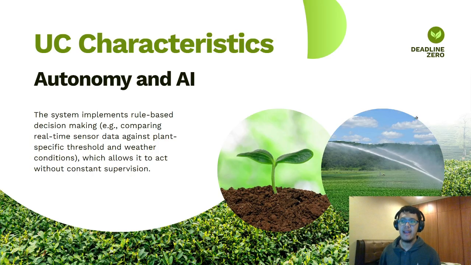The last UC characteristic is autonomy and artificial intelligence. So the system uses a rule-based autonomous decision making, such as comparing real-time sensor data against specific thresholds and weather conditions. And this form of embedded intelligence enables it to act on behalf of the user without constant supervision.